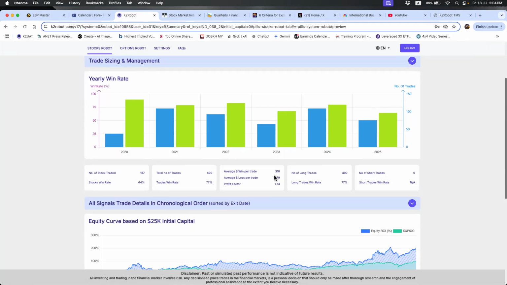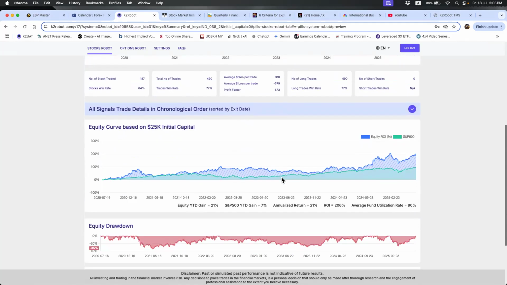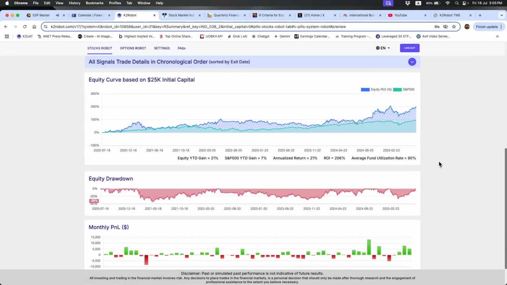What you want to know is the win rate, right? So with a 77% win rate, if you have this performance where the average win is slightly less than the average loss, you will still end up profitable. There you go. This is the performance of the backtest, the equity ROI.